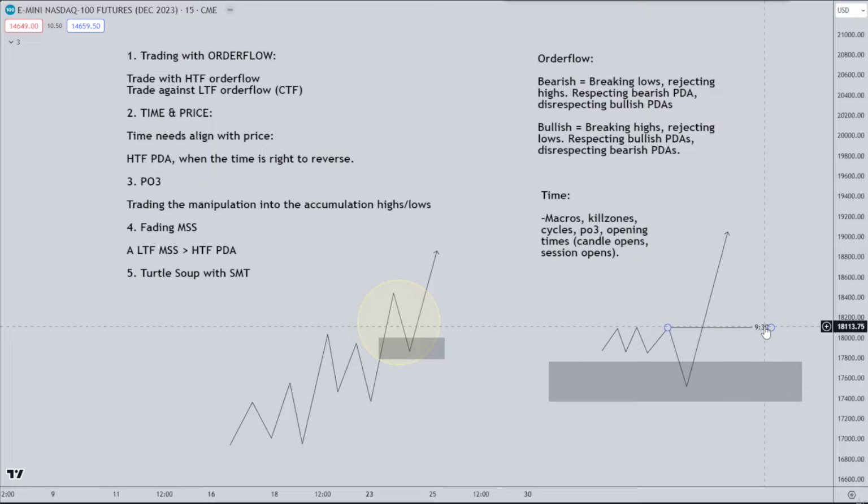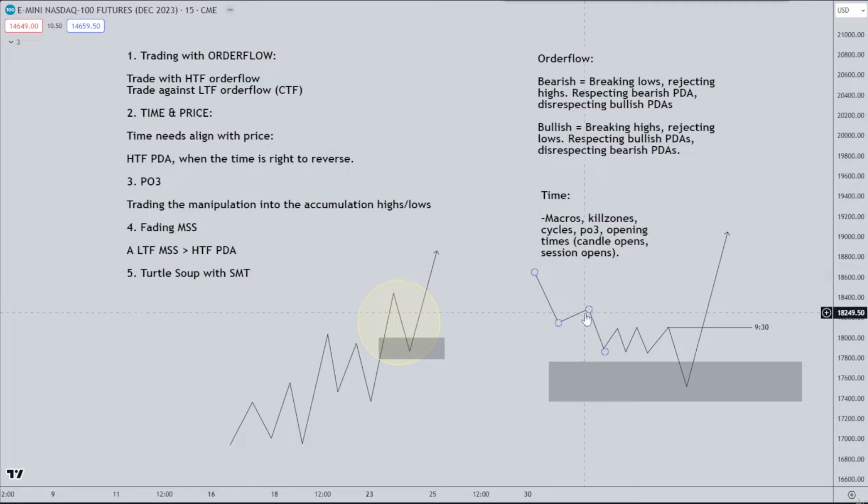So that could be a candle open, a session open, 9:30, midnight open, right? Whatever. You want to be buying below it when in bullish order flow and selling above that price in bearish order flow. Okay, so say this is the higher time frame, this is the lower time frame, right? And even if the lower time frame is bearish, right?